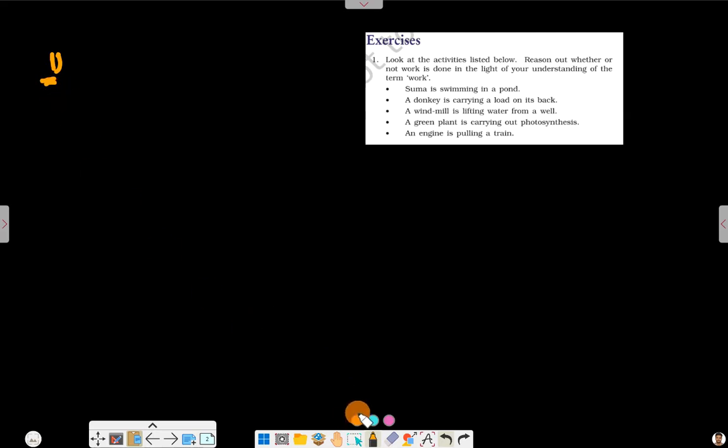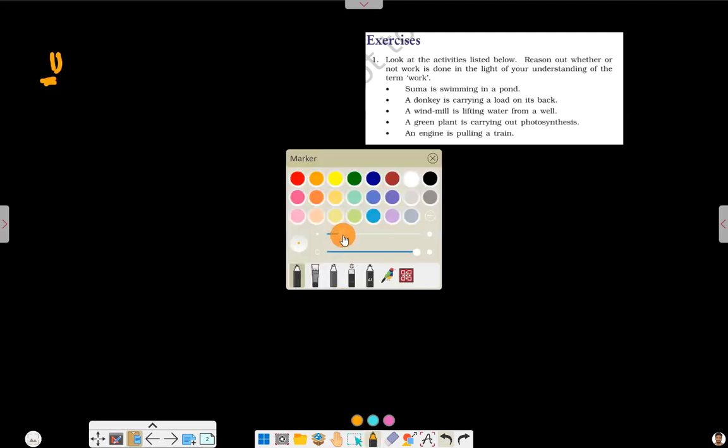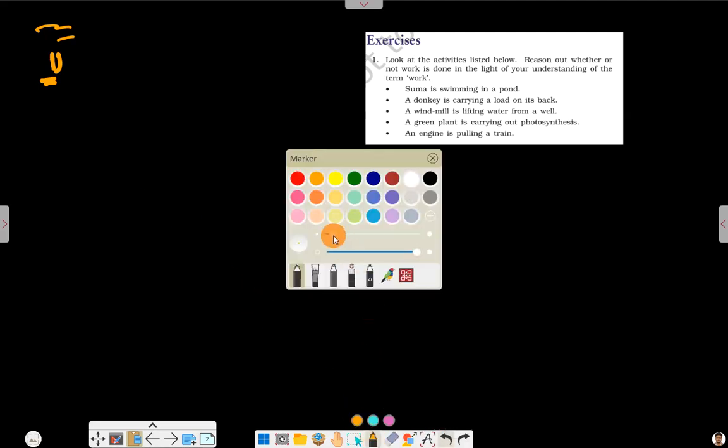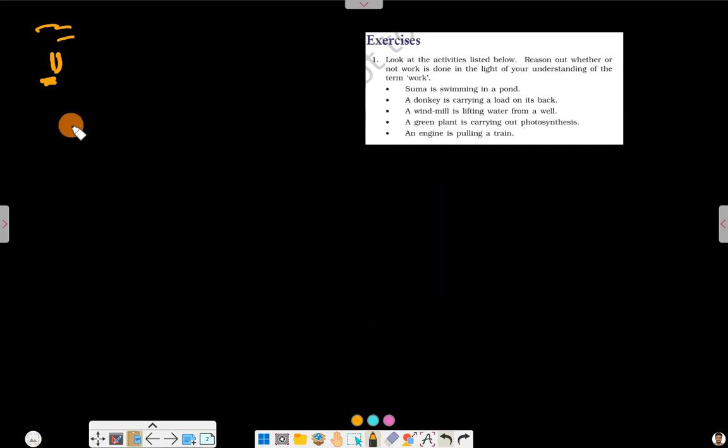Let me adjust the pen width, it's slightly thicker, still thicker. Yeah, it's okay now. So here some activities are listed, and we have to find out whether we are doing work or not in those activities.